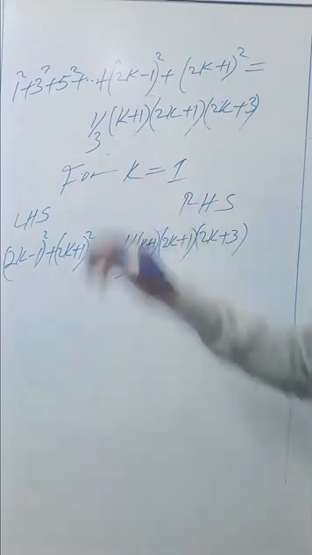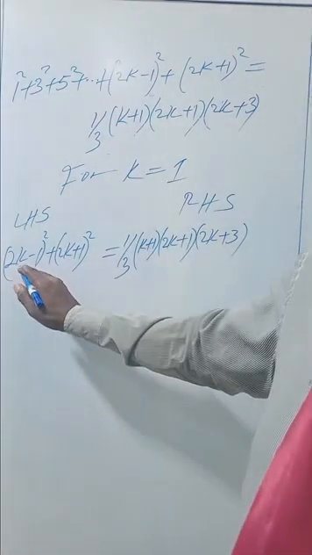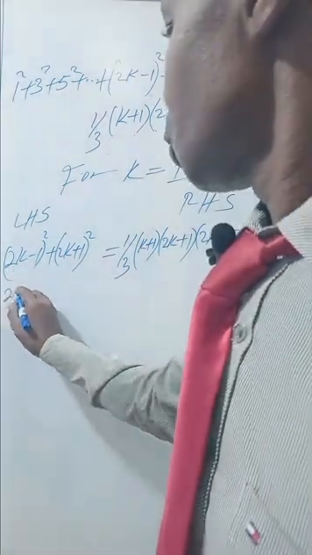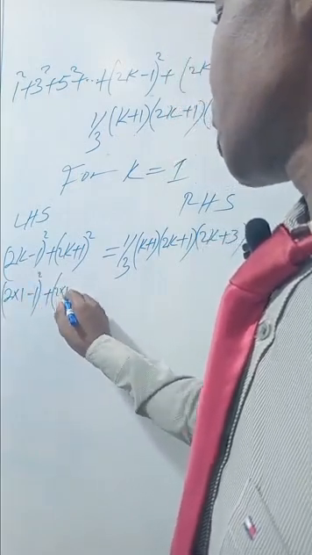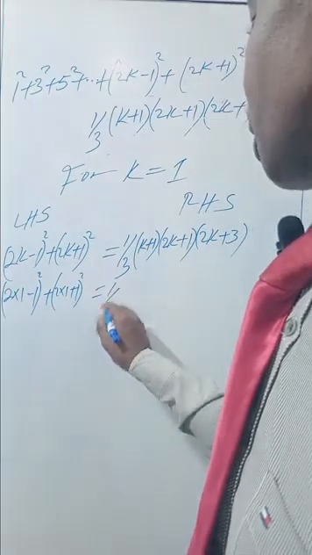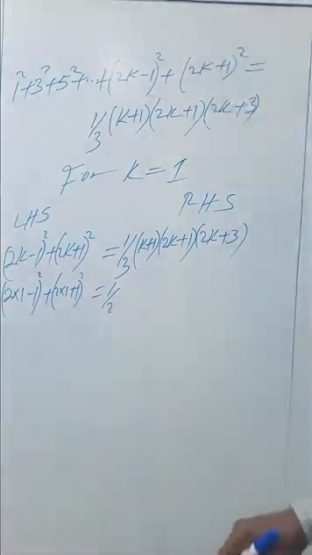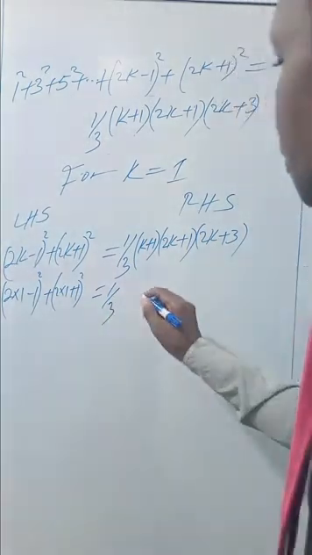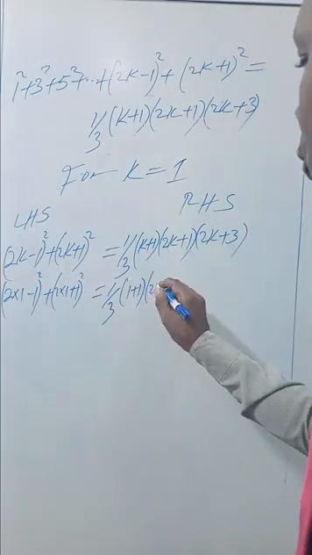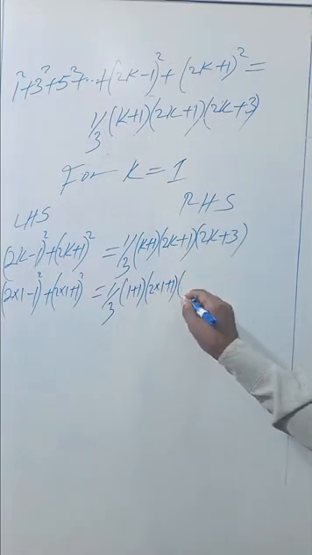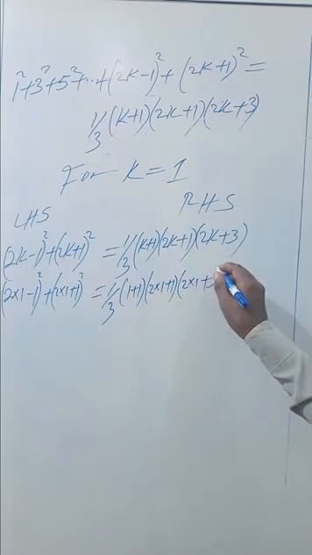Okay, let's put 1 in every bracket. So here we shall have 2 times 1. This is 2 times 1 minus 1 squared, then plus again 2 times 1 plus 1 squared equals 1 over 3, into bracket, this is 1 plus 1. Then here it will be 2 times 1 plus 1. And here it will be 2 times 1 plus 3.